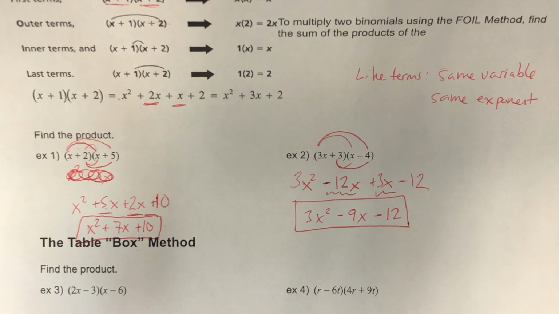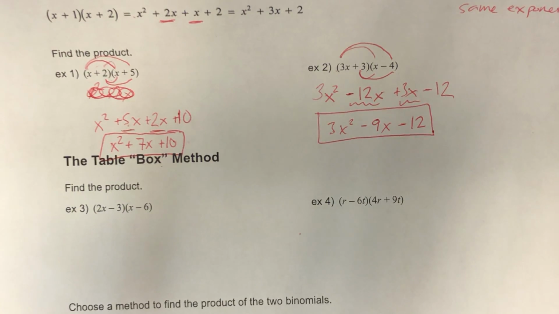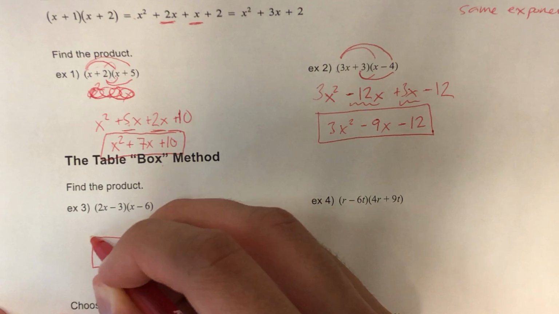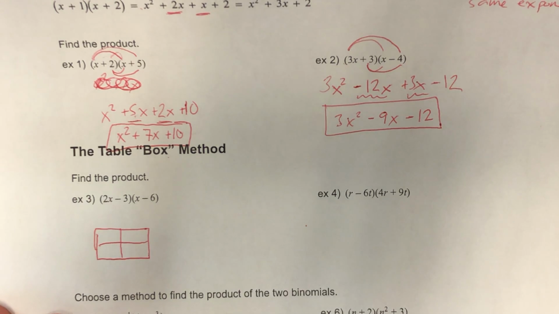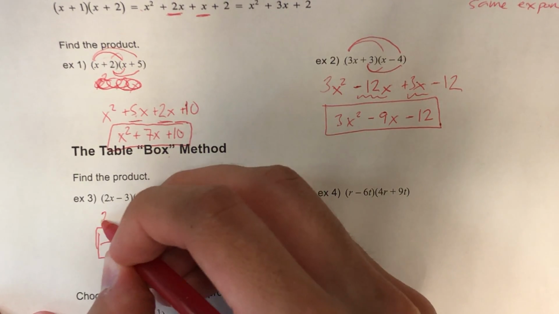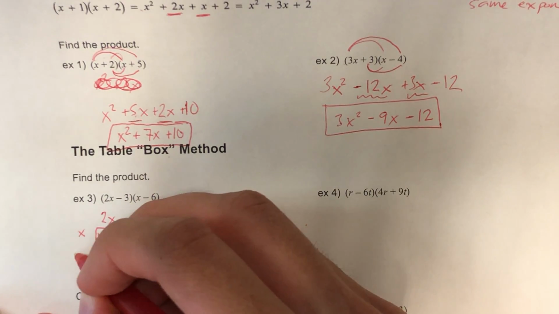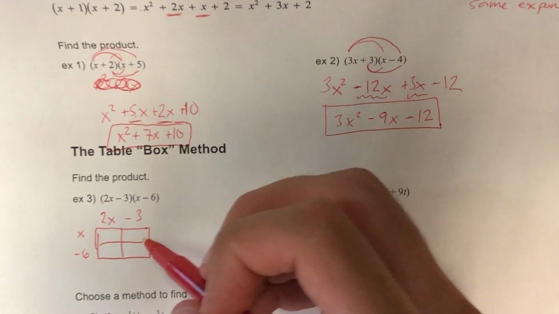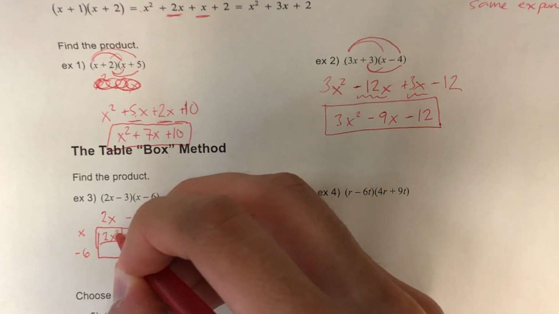So next we're looking at the table method, or as some call it, the box method. The way this works is you start with a box and you put your binomials on each side of the box. So 2x and negative 3, and then we have x and negative 6. And the way that we solve this is you just multiply into these squares. So x times 2x is 2x squared.